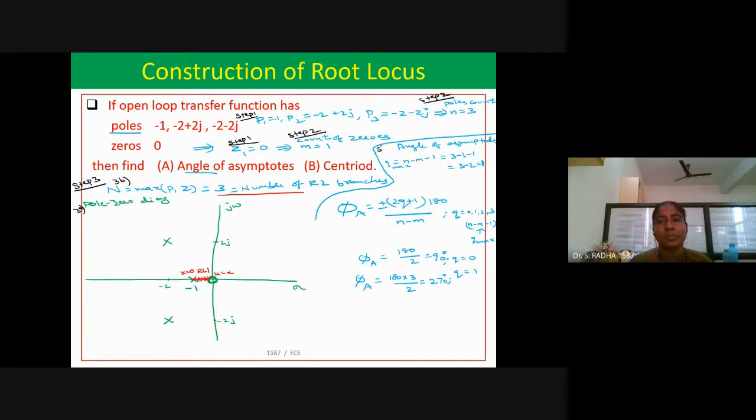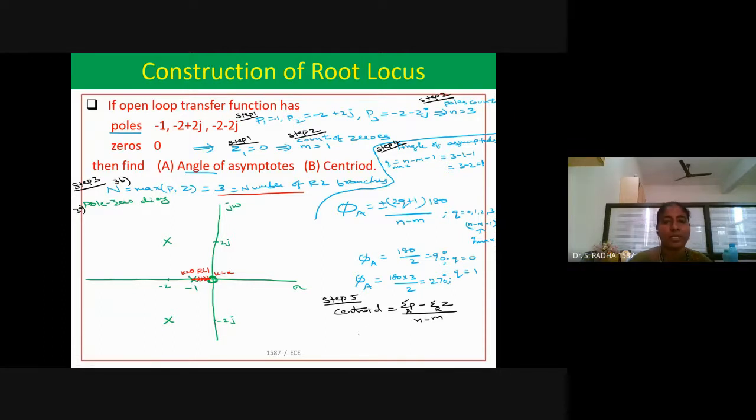Now, this is step number 4, where we calculate the angle of asymptotes. Step number 5, we have to calculate the centroid. The centroid formula is the sum of poles minus the sum of zeros, divided by the number of poles minus the number of zeros. Only the real part should be taken in the calculation of the sum of poles and sum of zeros.